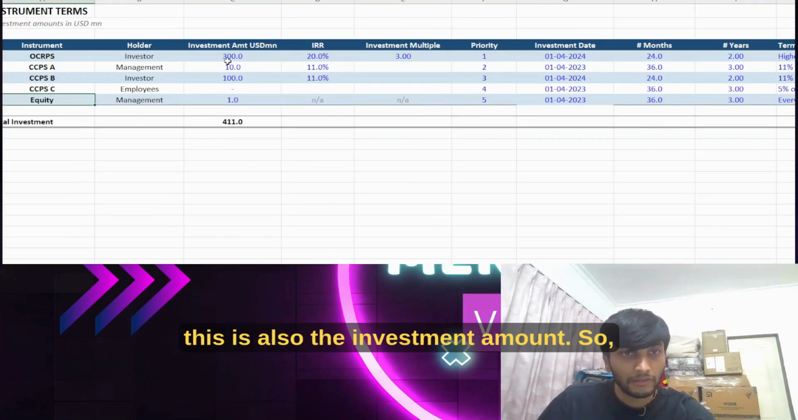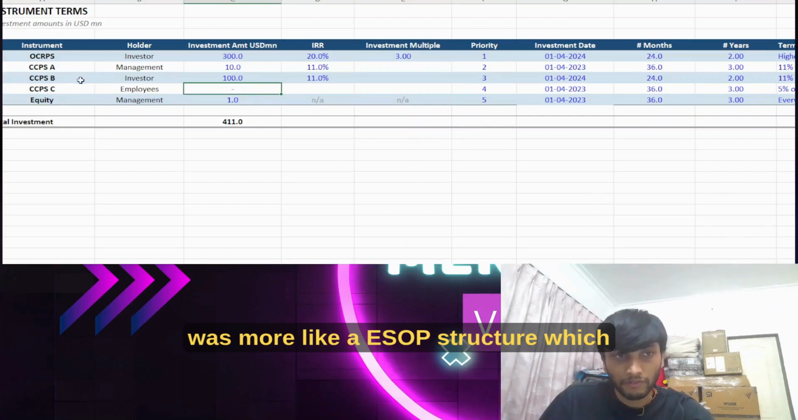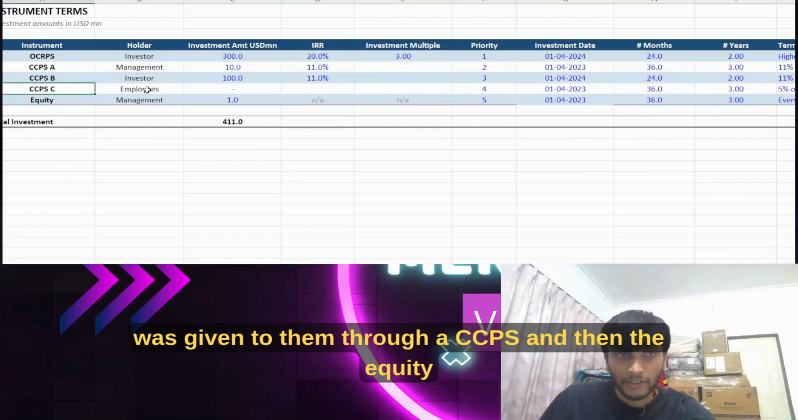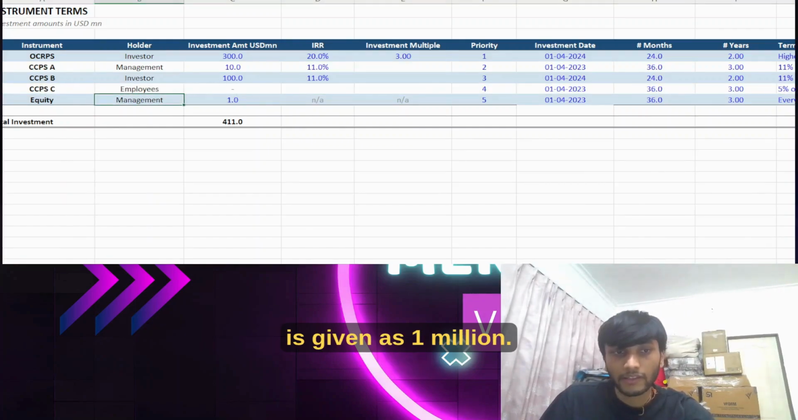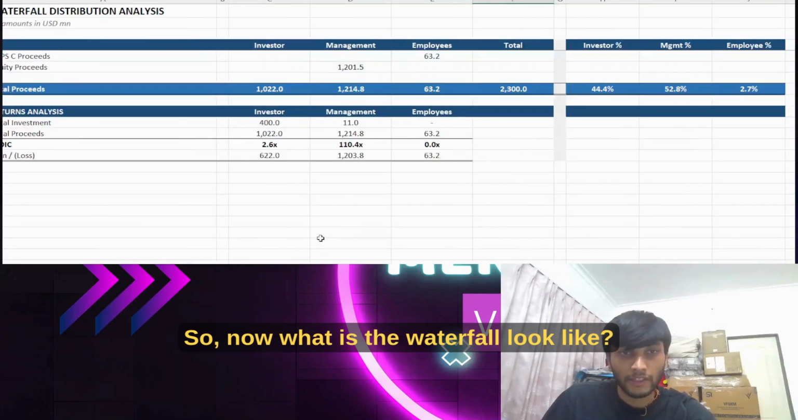And this is also the investment amount. So employees did not make any significant investment because this was more like an ESOPs structure, which was given to them through a CCPS, and then the equity is given as 1 million. So now what does the waterfall look like?